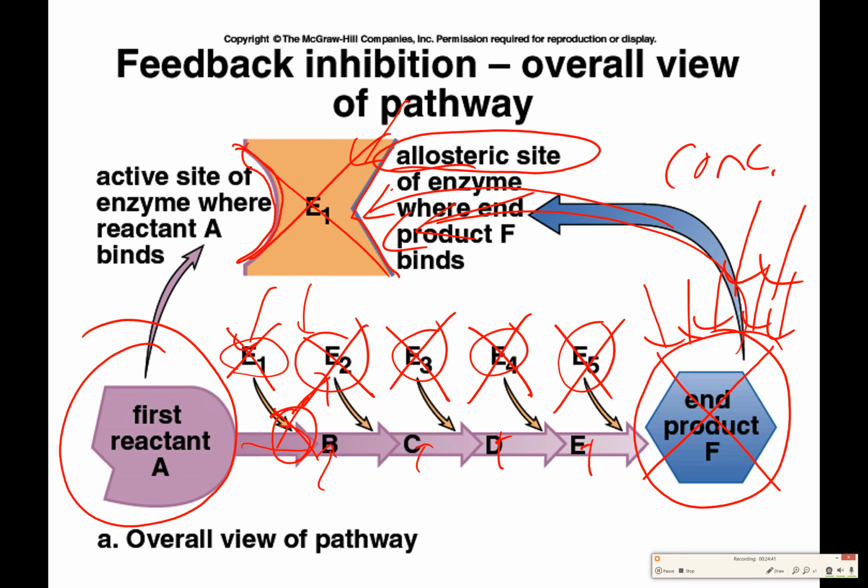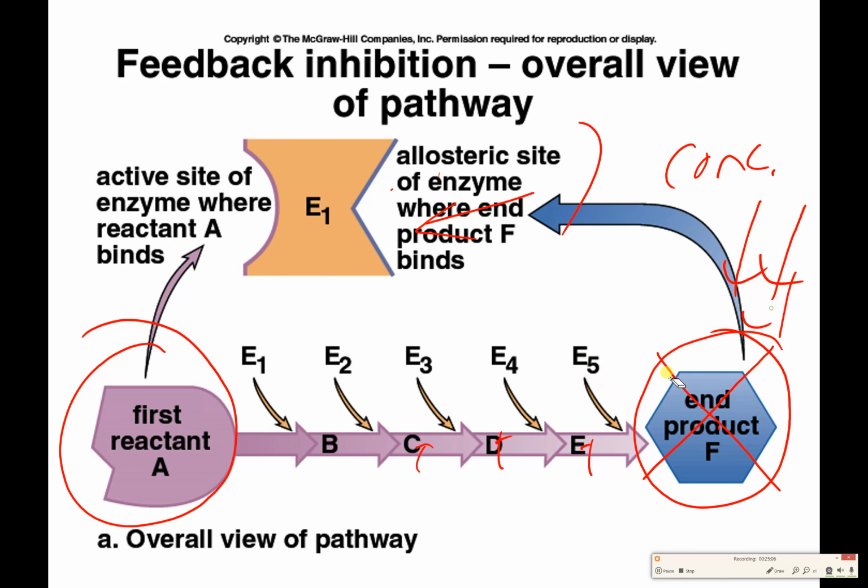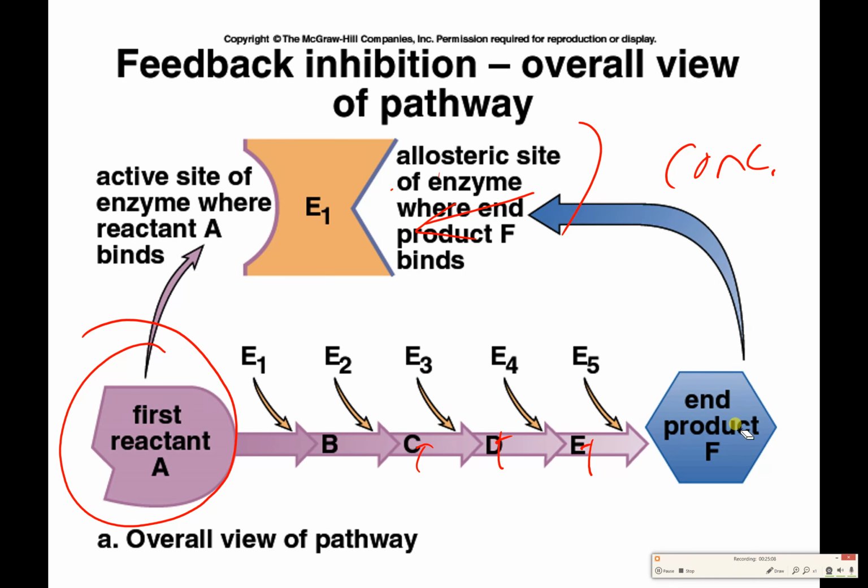And once it drops past some critical level, the product that's sitting on this allosteric site will let go. Enzyme 1 will go back to its active shape. It'll start working again. And once it starts working again, it's making its product, which means enzyme 2 now has a substrate, so it starts working. When enzyme 2 starts working, enzyme 3 can work, 4 can work, 5 can work, and end products start being made again, and will continue to be made until the concentration reaches some critical high level.